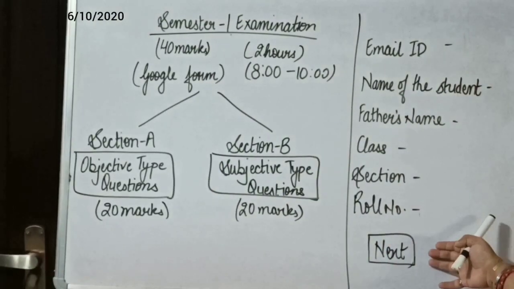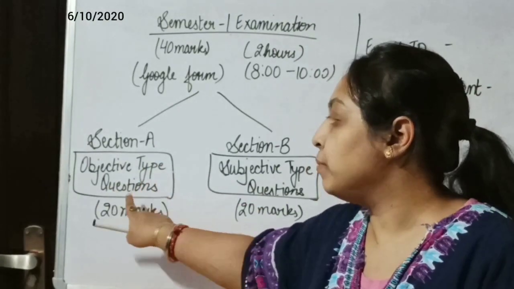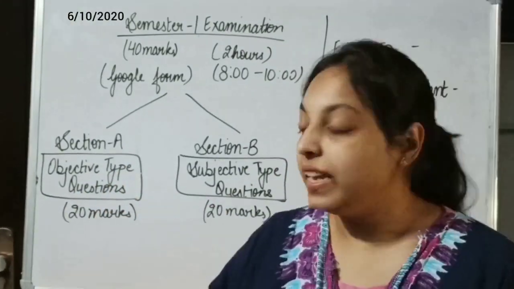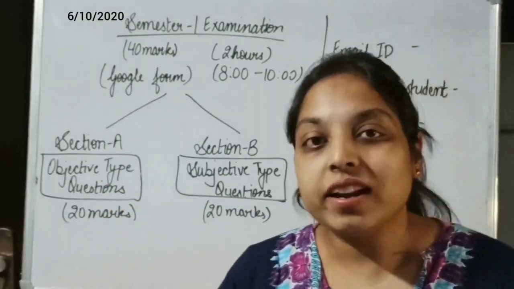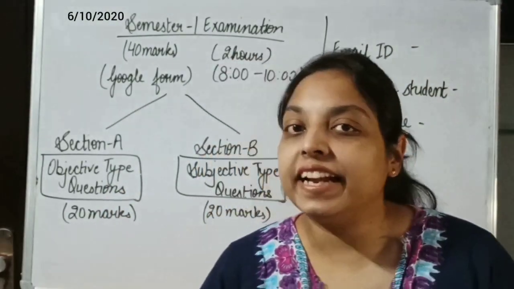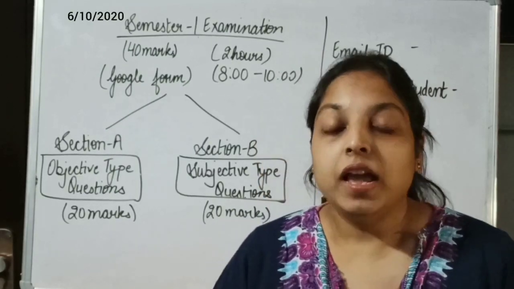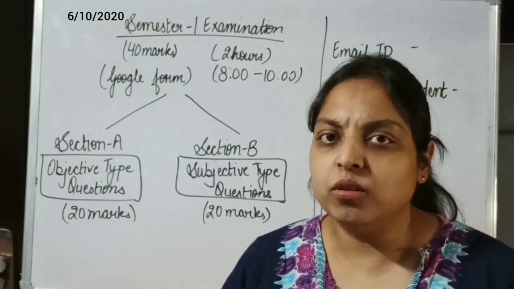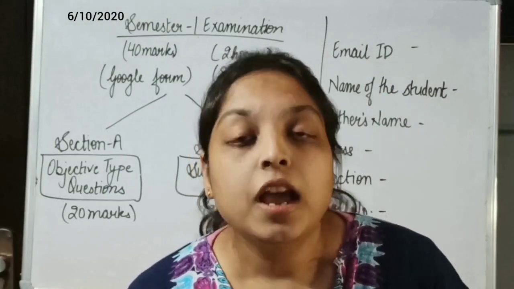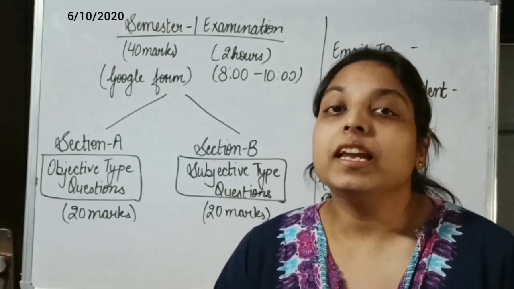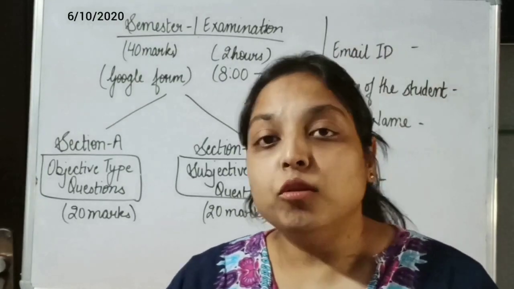After pressing the next button, you will get your section A, that is objective type questions for 20 marks. In section A, it will be same as your class test, in which you were getting multiple choice questions, MCQs, to solve. You know it very well because you all have given the class test. But I am repeating again, the MCQs are those questions where we have 4 options and out of 4, 1 is correct.